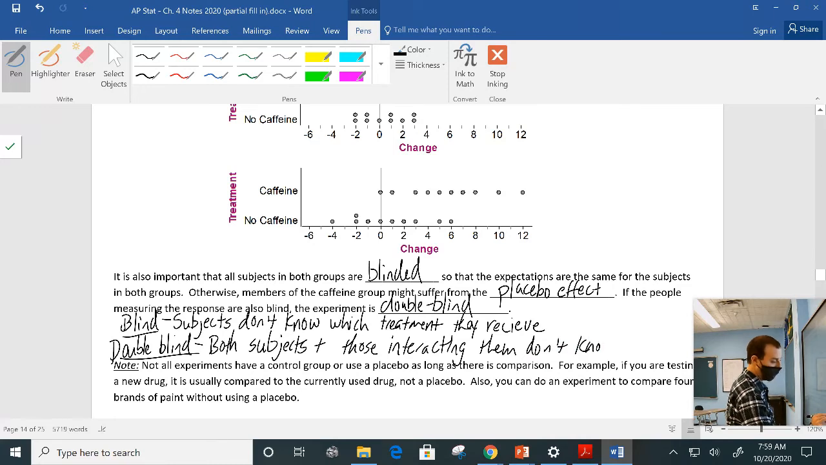Now, obviously, if I'm the lead person running the experiment, I'll know which is which. But if I send my associates in to actually interact, then they don't know which person is receiving which treatment. So say I have 2 pills and I just say, okay, give this pill to this person and this pill to that person. Double blind, those people interacting with them don't know what they're giving to the people as well. Some more examples that we'll do in class follow.